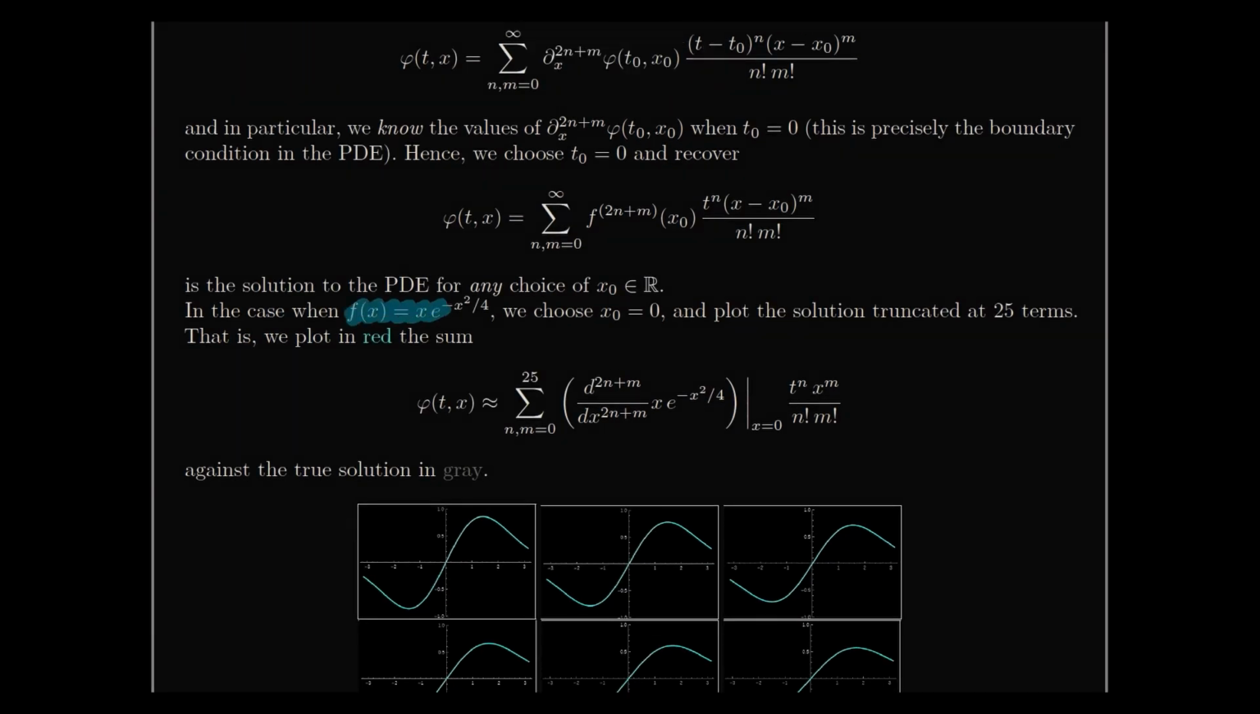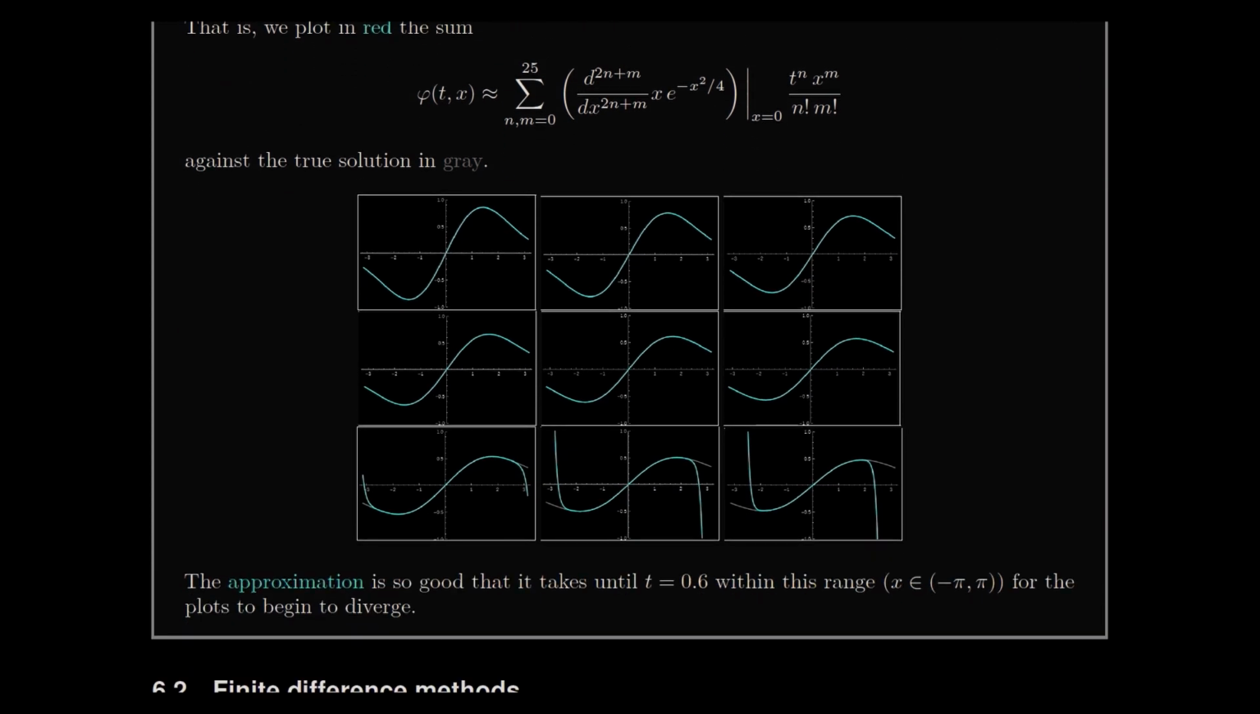Give an example where f is x e to the negative x squared over 4. Let's choose 0 as our initial point. And then let's truncate at 25 terms. So what I'm saying is, let's construct this power series and plot it. We can just do that on a computer. It's not too bad. You obtain the following plots.